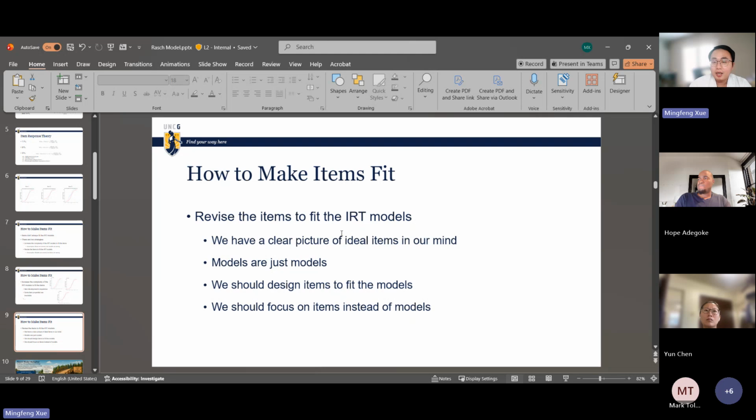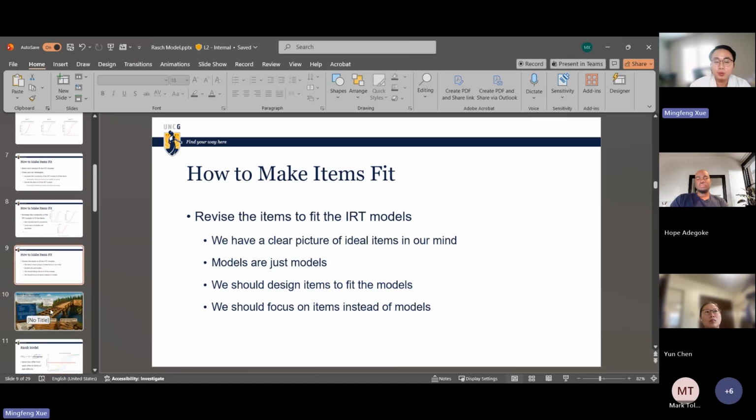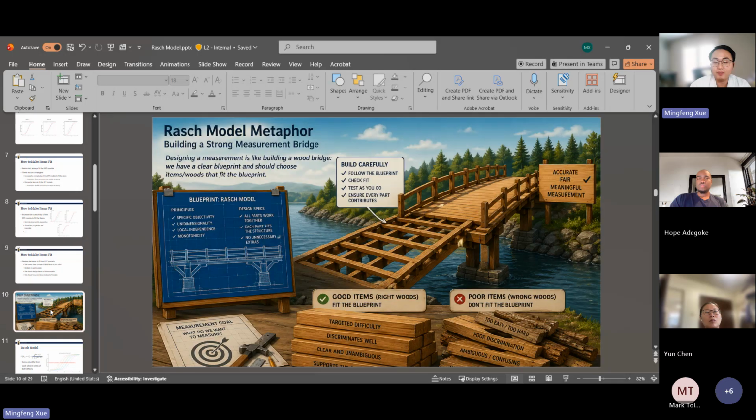Under this strategy, instead of increasing the complexity of the model, we should focus more on the items, like how we can design an item that fits the model, instead of finding a model that fits the items. And this is the logic of the Rasch model. Am I right to bring in this metaphor? For acknowledgement, this image is created by GPT, and this metaphor comes from my doctoral advisor. Okay, now let me introduce the metaphor.